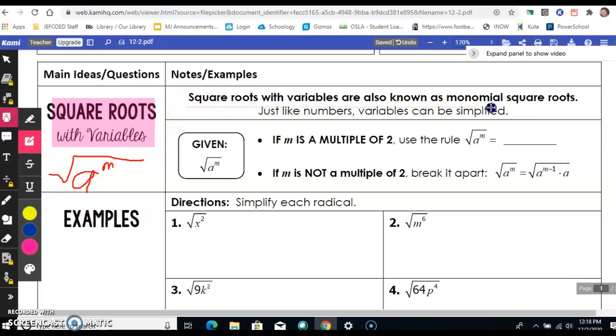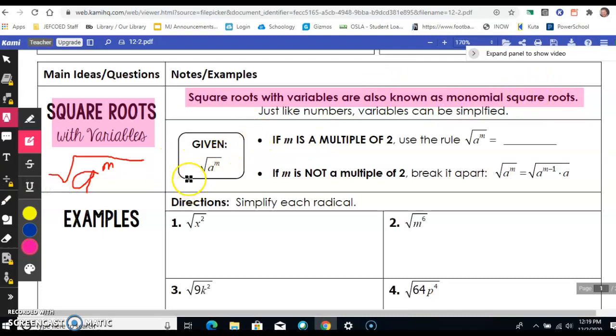Now, square roots with variables are also known as monomial square roots. If I asked you guys what's the prefix of monomial? Mono, and what does that represent? 1. So this is basically one term, okay? This is one group, one set of numbers, variables, one monomial, okay? It's all grouped together as one. Now, just like numbers, variables can be simplified. We looked at that with our exponent rules, okay?